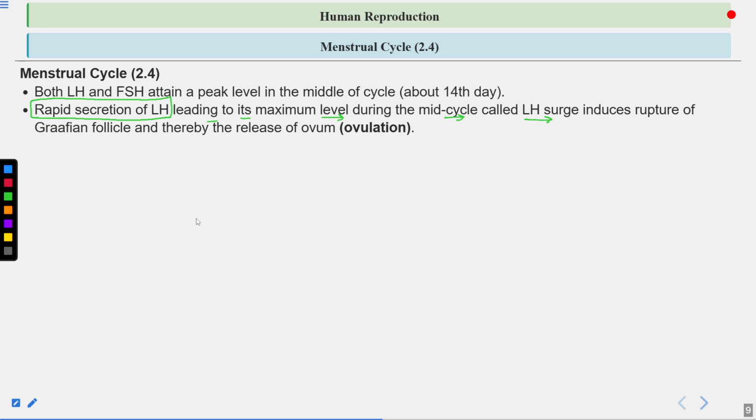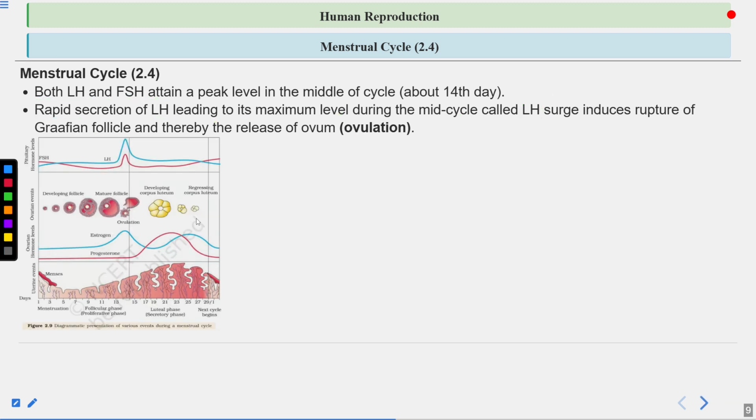And this LH surge induces the rupture of the Graafian follicle and thereby the release of the ovum, and this process is known as ovulation. So which hormone causes the rupture of the Graafian follicle? This is LH, known as the luteinizing hormone. And it is one of the gonadotrophins released by the anterior pituitary. And there is a rapid secretion of the LH, which causes ovulation, meaning release of the egg.